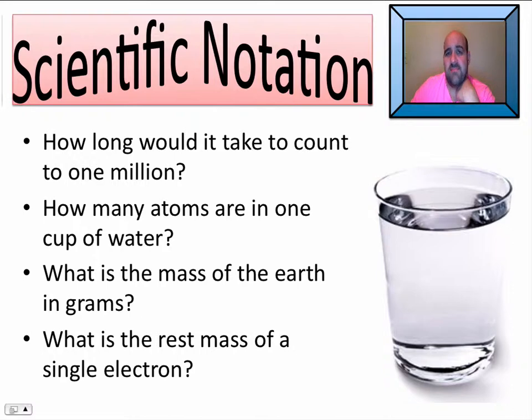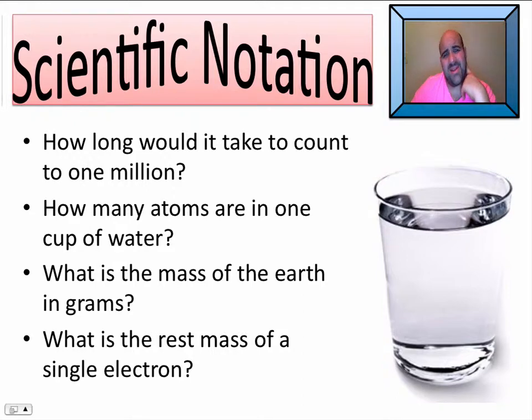I like to start scientific notation with a few questions, and I encourage you to pause the video and write down some guesses. You can't get it wrong, just take a guess. If you were to start right now without stopping, how long do you think it would take you to count from 1 to 1 million, 1, 2, 3, 4, 5, and so on? How many atoms do you think there are in one single cup of water? And if we had a scale big enough, what is the mass of the Earth in grams? And what is the mass of a single electron?